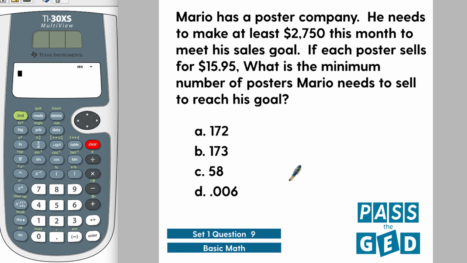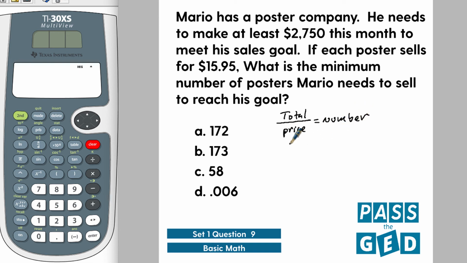Mario has a poster company. He needs to make at least $2,750 this month to meet his sales goal. If each poster sells for $15.95, what is the minimum number of posters Mario needs to sell to reach his goal? All right, well, let's take this and put these into words. So he's got his total that he wants, and this is going to be the total divided by the price, which is going to give us the number that he needs to sell.